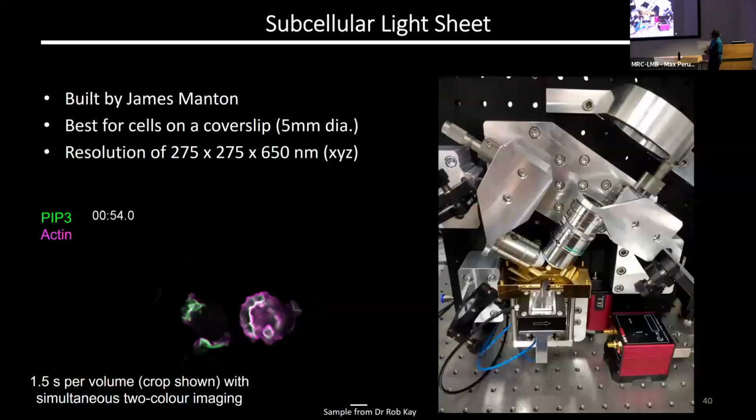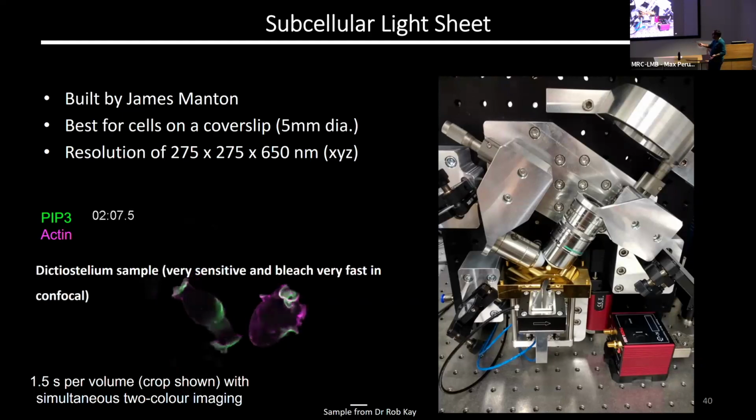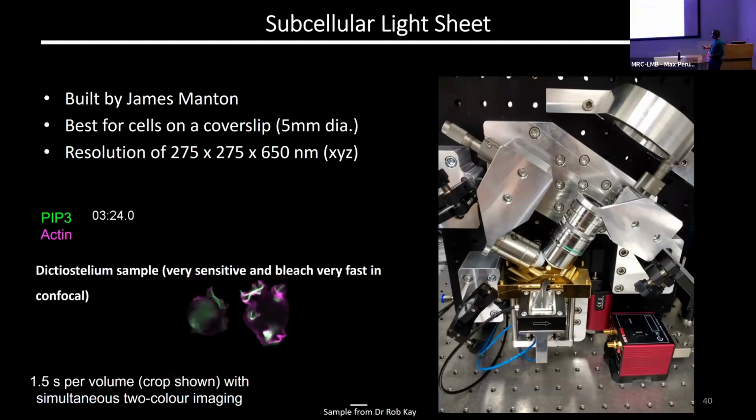And we'll start with the subcellular light sheet. So this is one of those that you can use. This is built by James Manton. And this is one of those where you can use that configuration where you can use cells, so you can use a cover glass. And the idea here is that these are dictyostelium, and using confocal microscopy, these would bleach. They're very sensitive, so they would bleach very, very fast. So you wouldn't be able to have all of this time of acquisition, and there's still fluorescence going on. So this is definitely one of the main advantages of using light sheet there. The sample would bleach very fast.